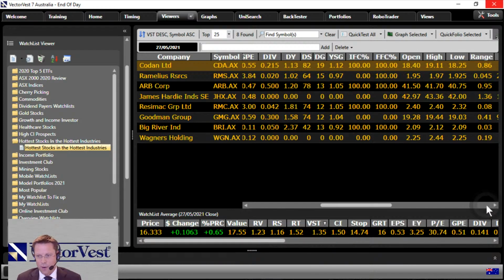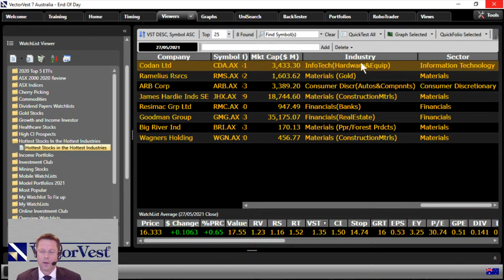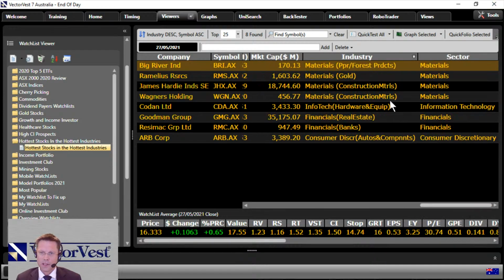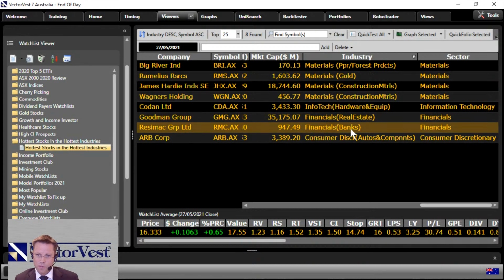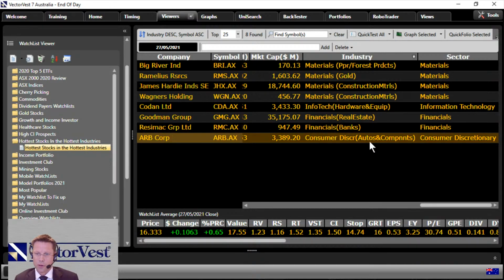And if I scroll out to the right here, let's have a look at our final industries and sectors. If I click on industry, here we go, I'll just move it back. Let's have a look at the diversification. So we've got materials, quite a bit of materials, 1, 2, 3, 4, but the industries are different. Paper, gold, construction. So we've got 2 lots in construction, but we've got gold and paper. Then we've got info tech, hardware and equipment. We've got financials, real estate. We've got financials, banks. And then we've got consumer discretionary, auto and components. So automotive and components. So there you go.